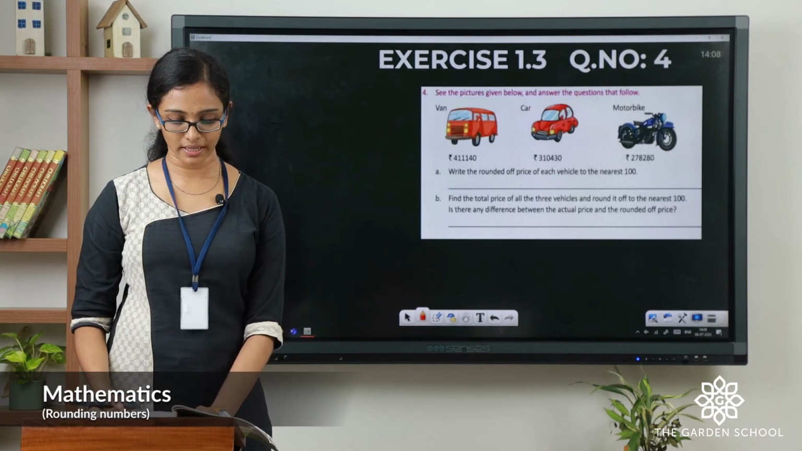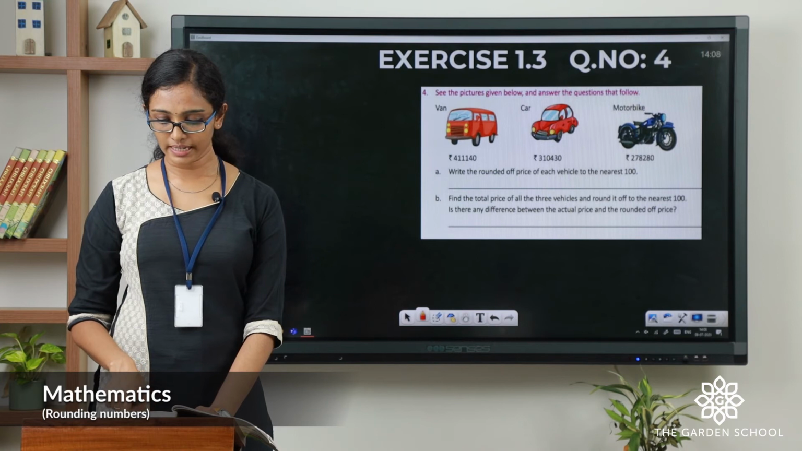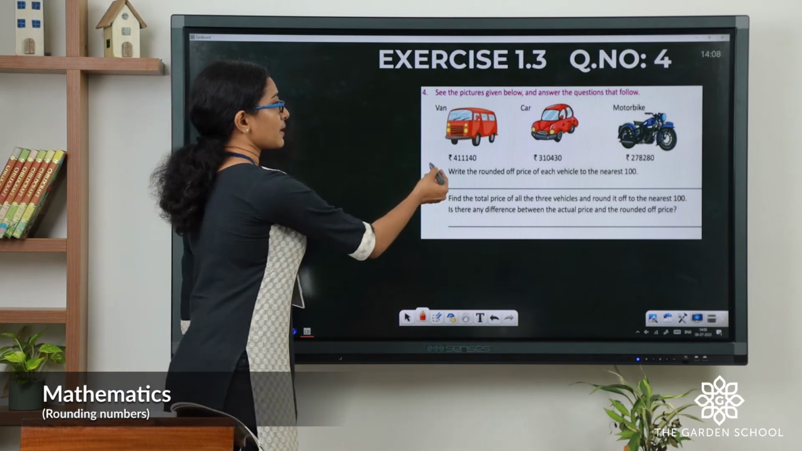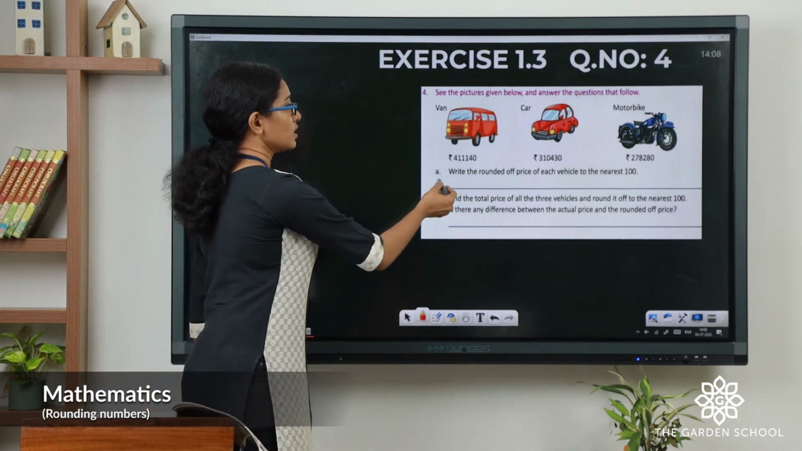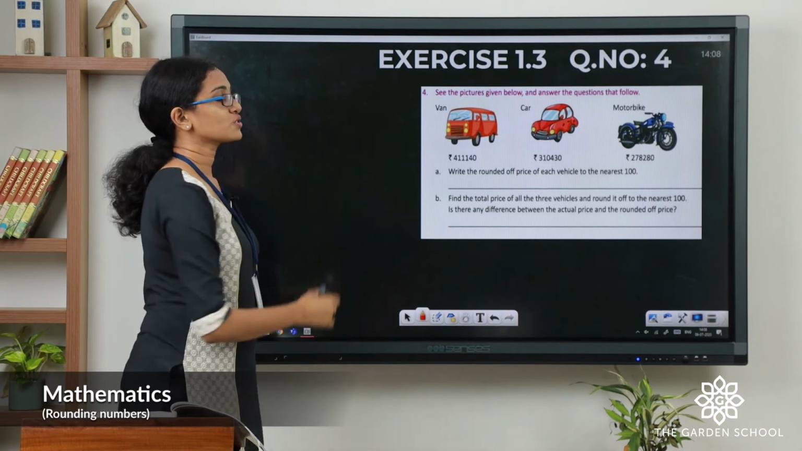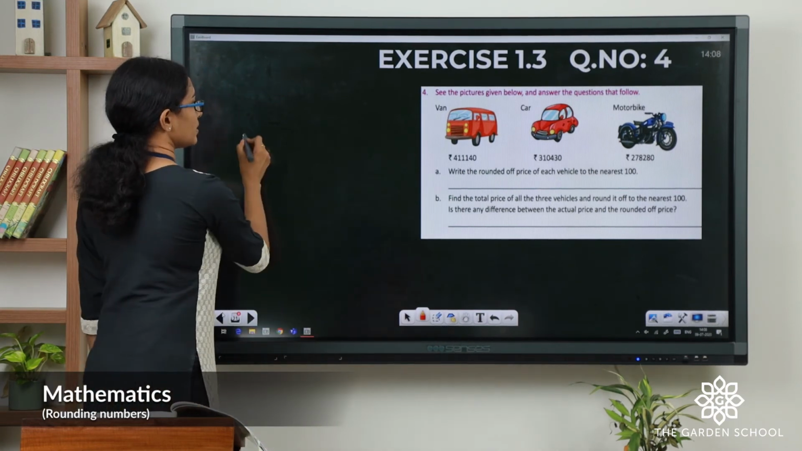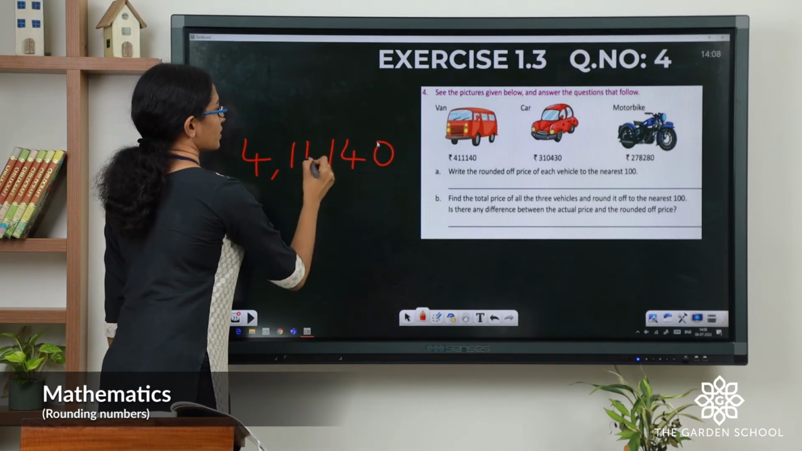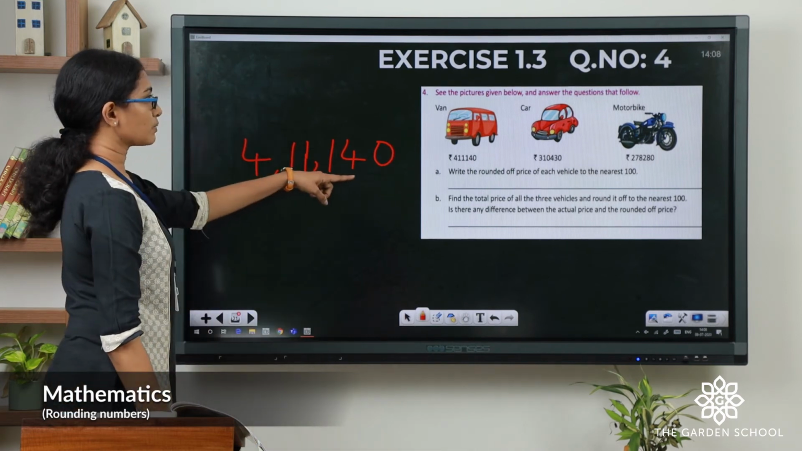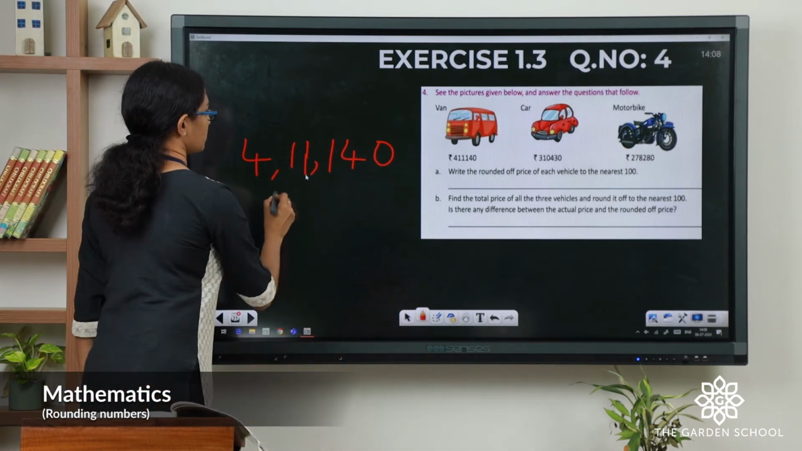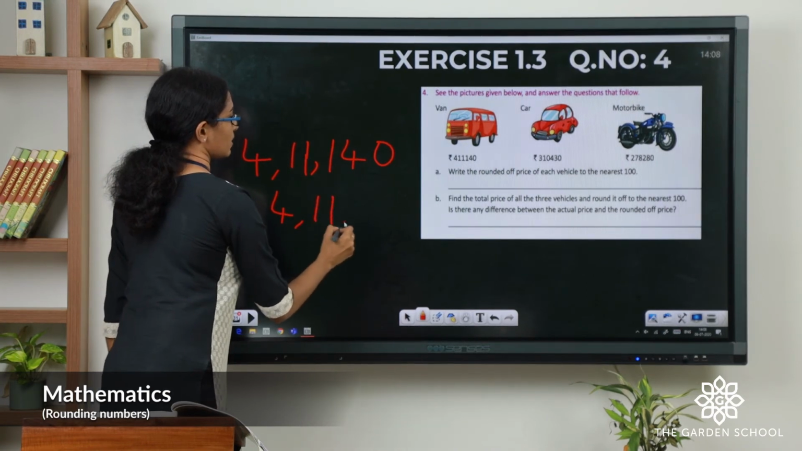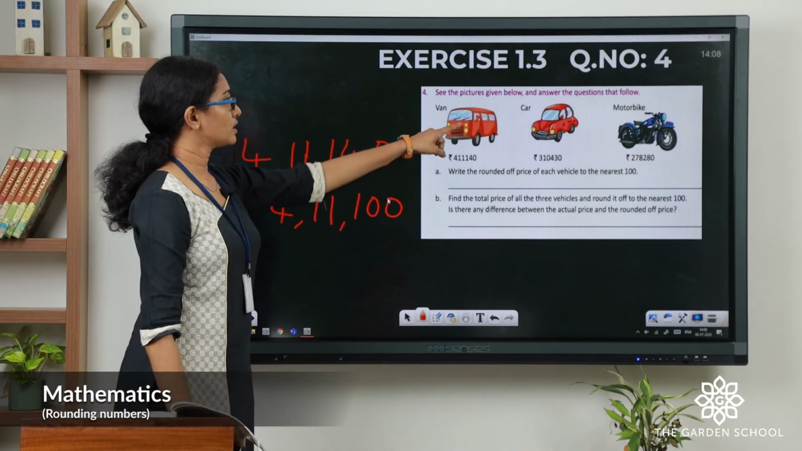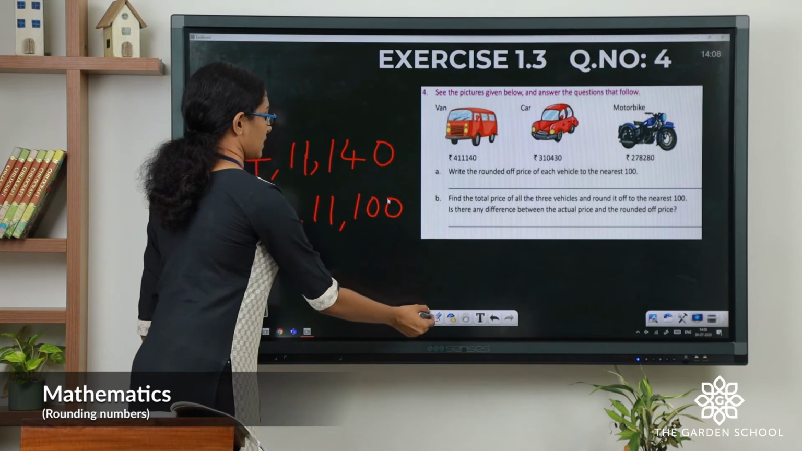Now let's move on to the fourth question. See the pictures given below and answer the questions that follow. We can see 3 vehicles given here and the price of each vehicle is given there. You have to write the rounded off price of each vehicle to the nearest 100. So the first number, it's 4,11,140. Rounding that one to the nearest 100 will give you 4,11,100, which is the price of the van in approximated value.